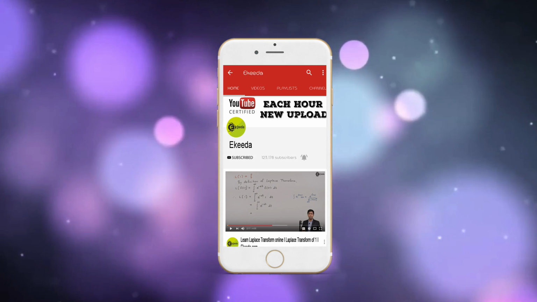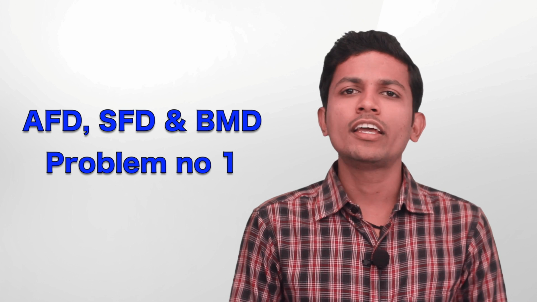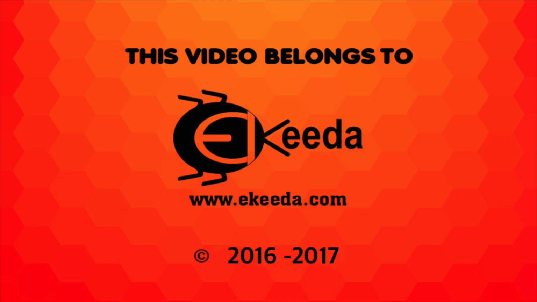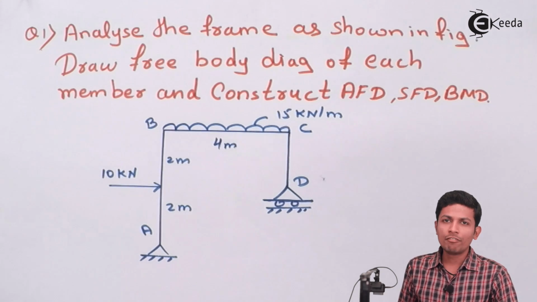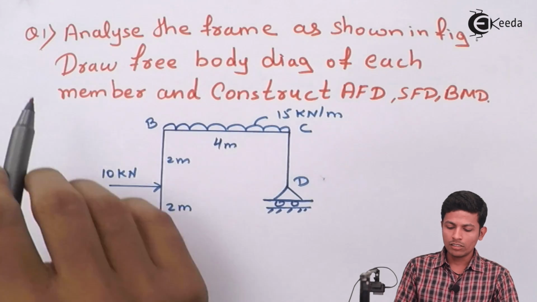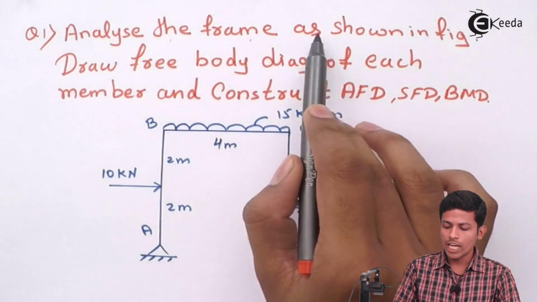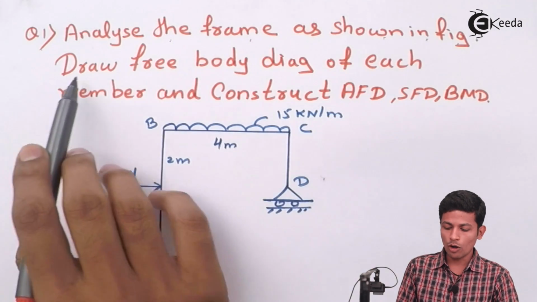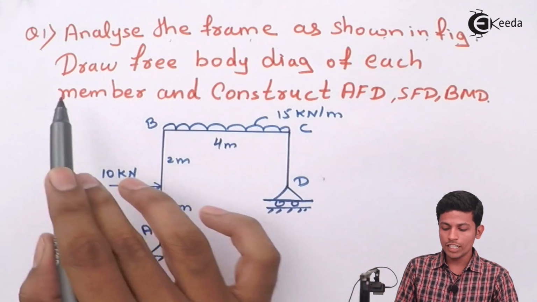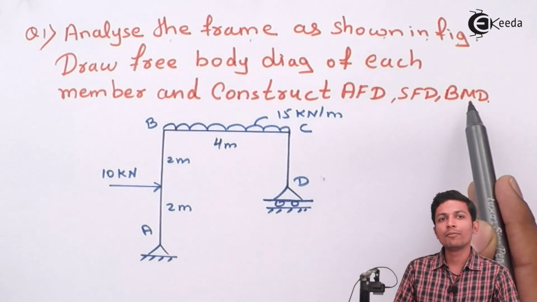Hello friends, today we are starting problems on AFD, SFD and BMD. Now this is problem number 1 on AFD, SFD and BMD. The problem is given over here. Analyze the frame as shown in figure. This figure will be shown over here. Now draw free body diagram of each member and construct AFD, SFD and BMD.